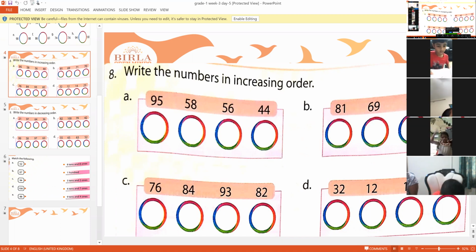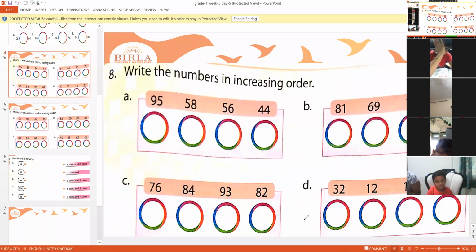Now the question is, write the numbers in increasing order. Increasing order means you will write the numbers from smallest to biggest, smallest to biggest. Okay. So again, there are two-digit numbers. Whenever you want to compare two-digit numbers, what is the first step? You have to compare the number in tens place.